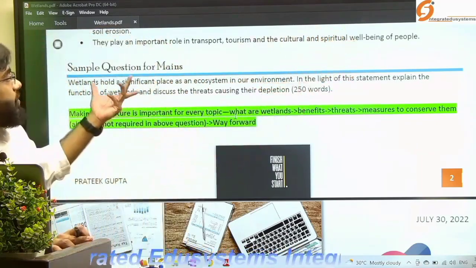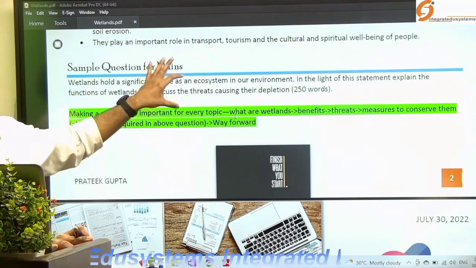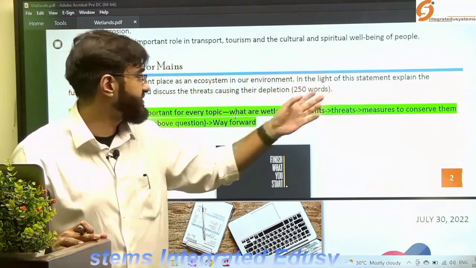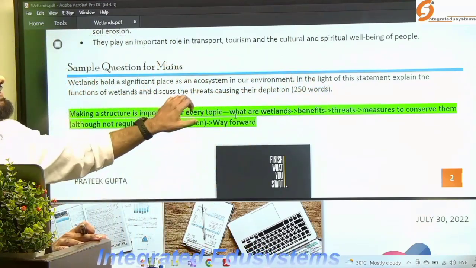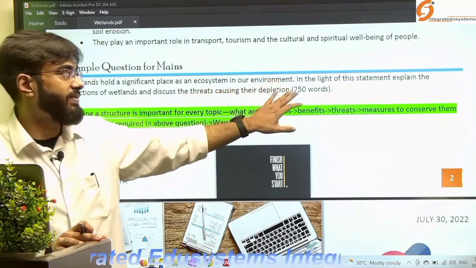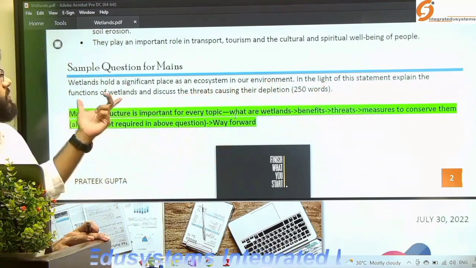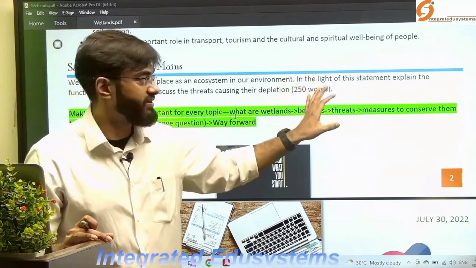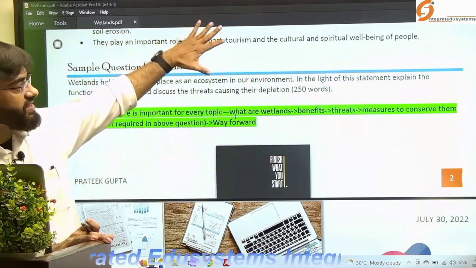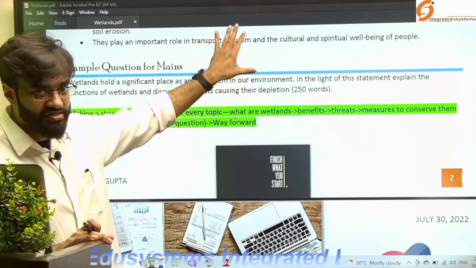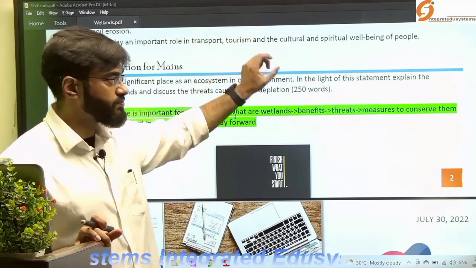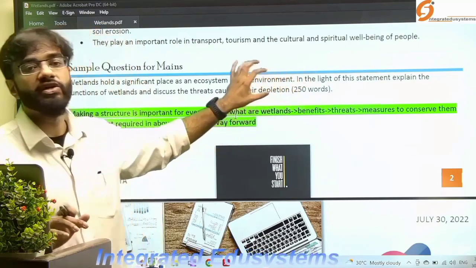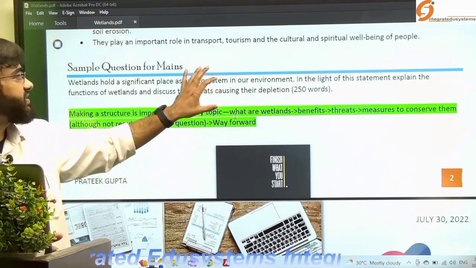Now a sample question for mains which you can attempt and send the answer. Wetlands hold a significant place as an ecosystem in an environment. In the light of this statement, explain the functions of wetlands and discuss the threats causing their depletion. So already we have discussed this. Whatever we have discussed, you cannot straight away apply those points to complete this answer. You need to analyze this question.